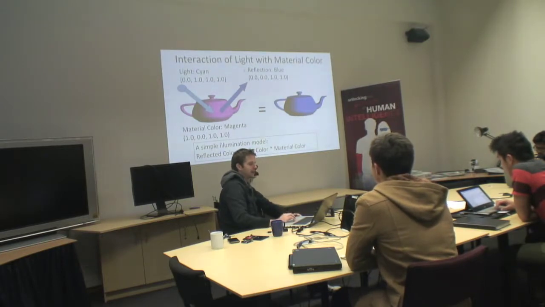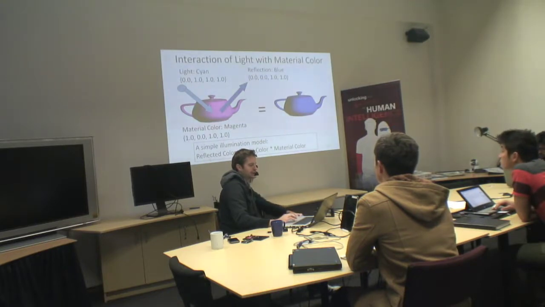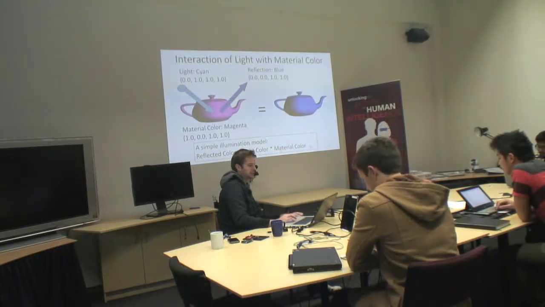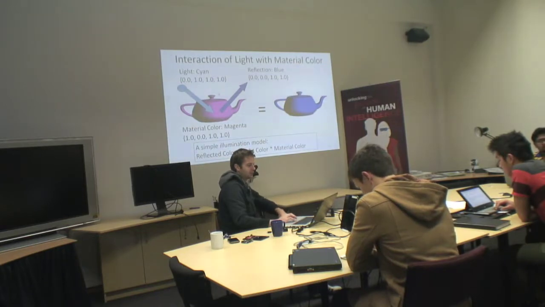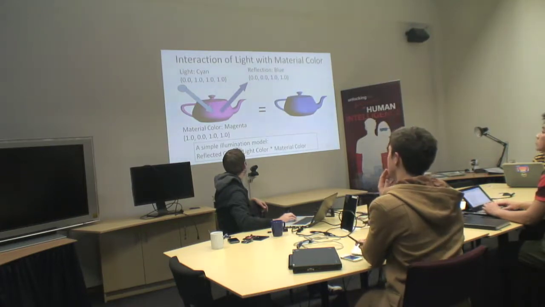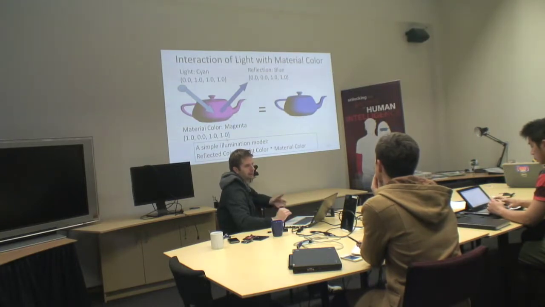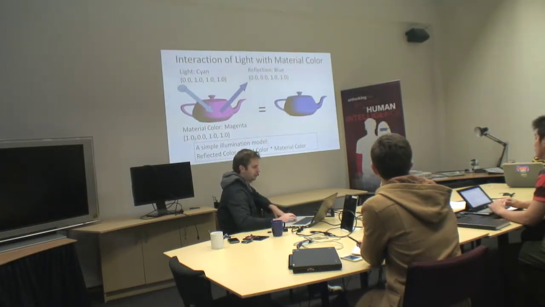So the interaction of light with the material color, so this is sort of the first thing, light characteristics. If we look at a very simple illumination model, the color that we see, so the reflected color off the object, is equal to the light color times the material color. In this example we have our purple teapot, so it's magenta, its color is 1, 0, 1, 1. If this is RGB, this is red, green, and blue, and this is the alpha color. So it's not quite so relevant when we're talking about lighting, but if you're talking about transparency or whatever, alpha becomes important. But often you'll see it written with the alpha, and the alpha is just set to 1.